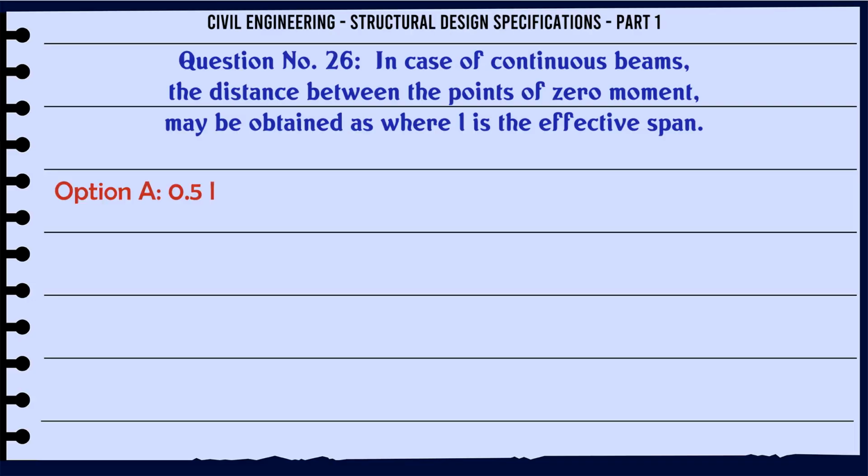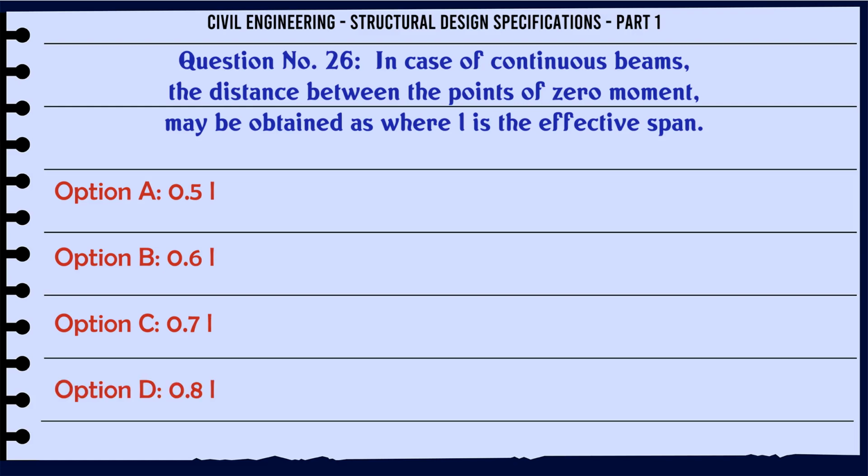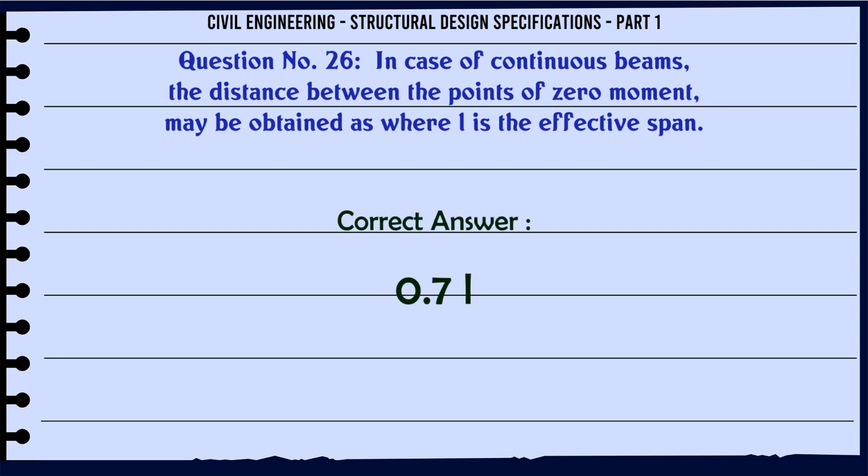In case of continuous beams, the distance between the points of zero moment may be obtained as, where L is the effective span, A. 0.5 L, B. 0.6 L, C. 0.7 L, D. 0.8 L. The correct answer is 0.7 L.